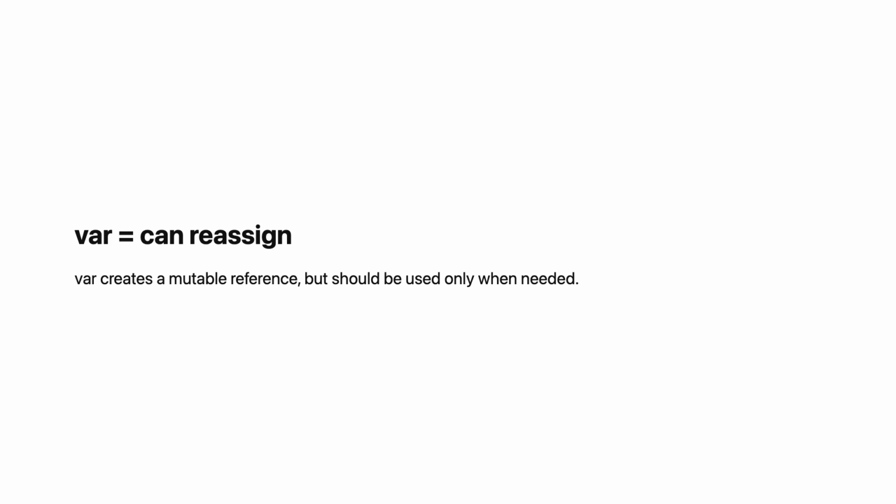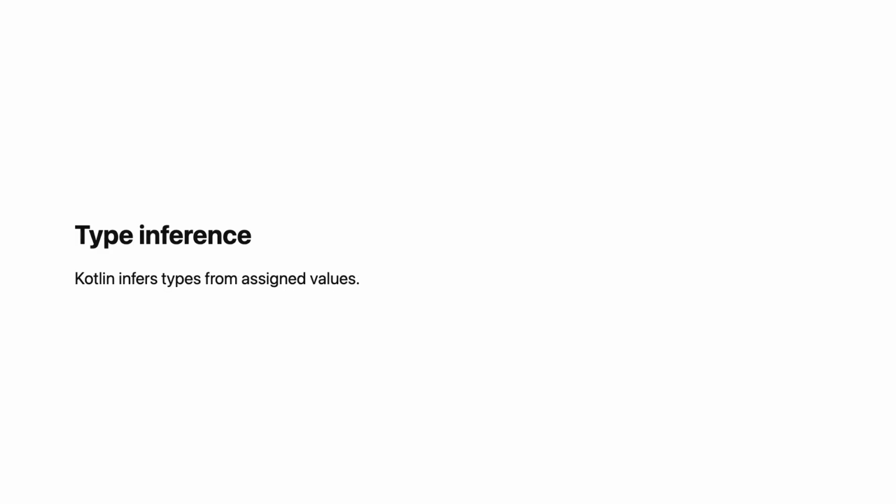Kotlin infers types when possible. Val name equals Alice. What type is name? String. The compiler knows because you assigned the string literal. Val count equals 42. Type is Int. The compiler infers it. You do not need to write val name : String equals Alice. The type is obvious from the value. Kotlin lets you omit it.